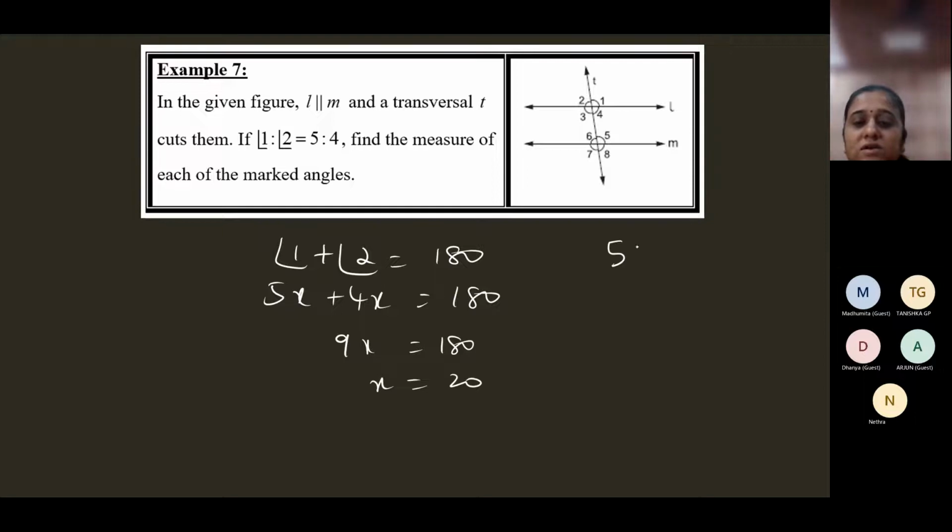So then what is 5x? 5 into 20, 100 degrees. And 4x is 4 into 20, 80 degrees. So angle 1 is 100 degrees and angle 2 is 80 degrees. Now you can find the remaining angles like we did in the earlier one. So with the ratio 5:4, you can find the measure of angle 1 and angle 2, and then you can find the remaining angles with the help of these two angles.